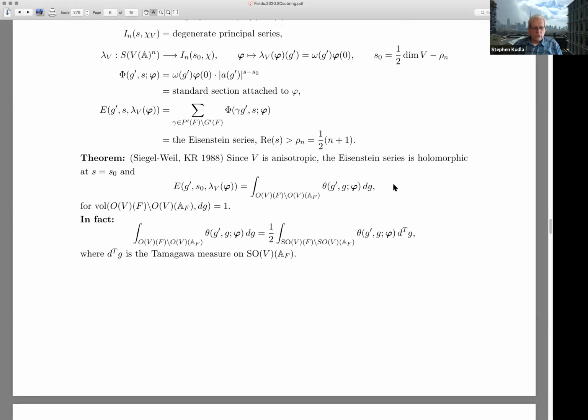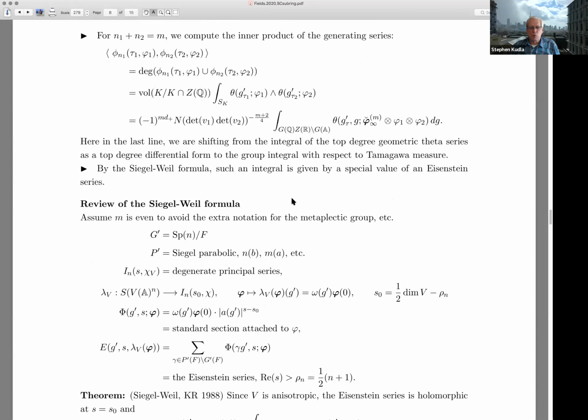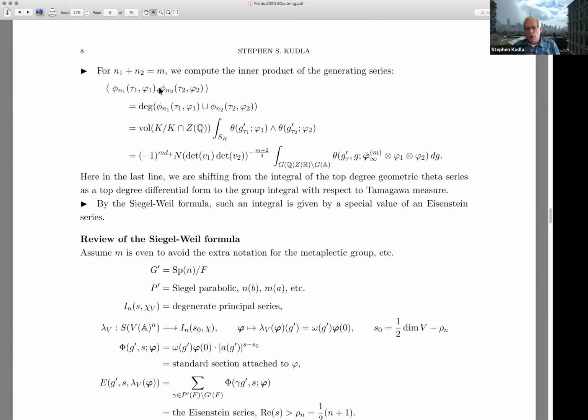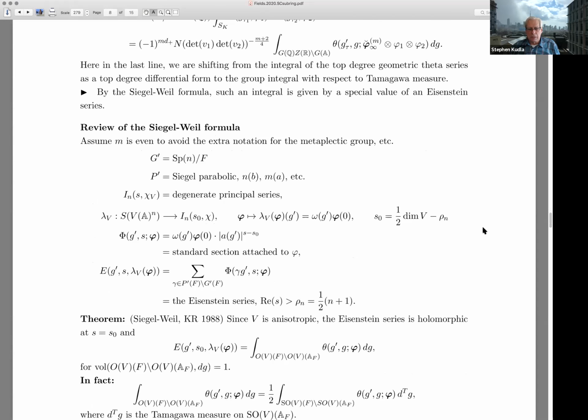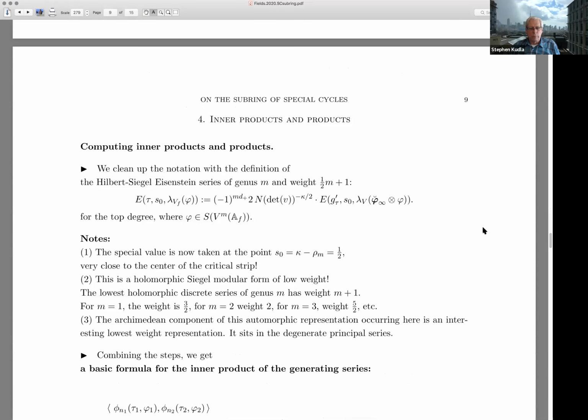Okay. And also I said earlier that when I was doing these geometric inner products or geometric integrals, I had Tamagawa numbers. And so in fact, it turns out in this case that this is also true. So you can just integrate over the Tamagawa measure on SO instead. So the Siegel-Weil formula therefore gives a formula. Remember, this is where we were trying to compute the inner product of two of these generating series, and we discovered it was a theta integral. And what we now see is that this theta integral, this inner product, is given by a special value of an Eisenstein series. So that gives us the following formula.